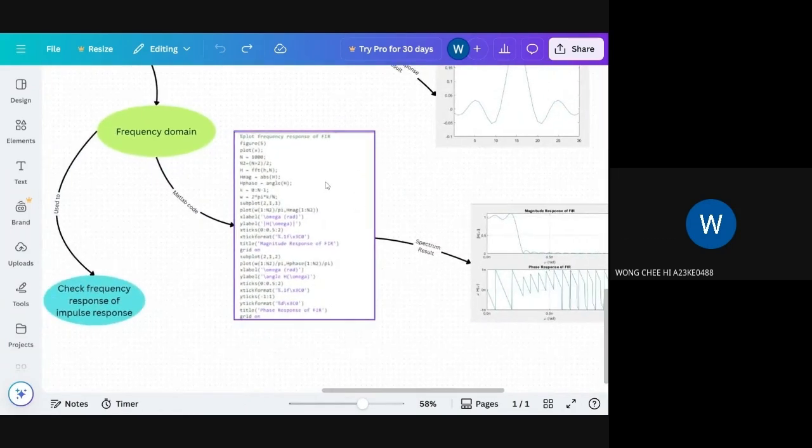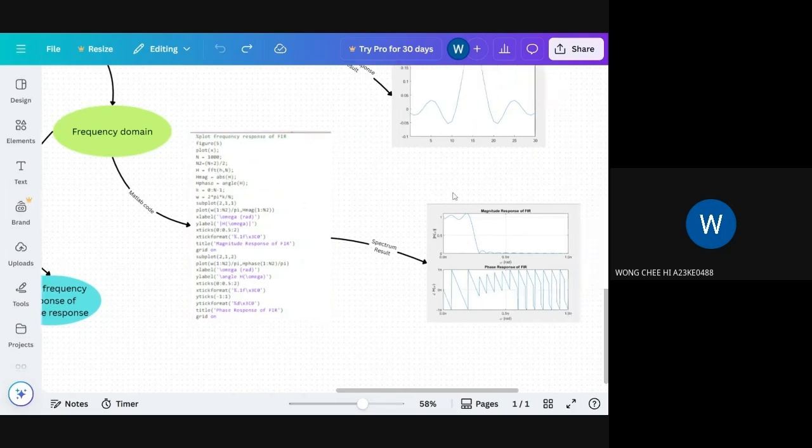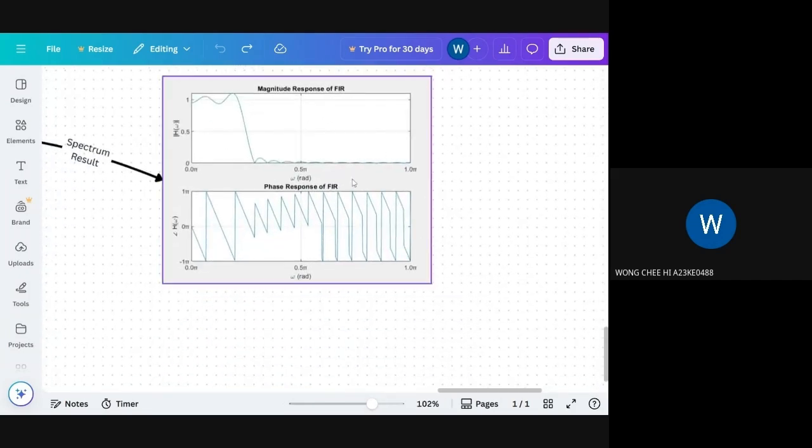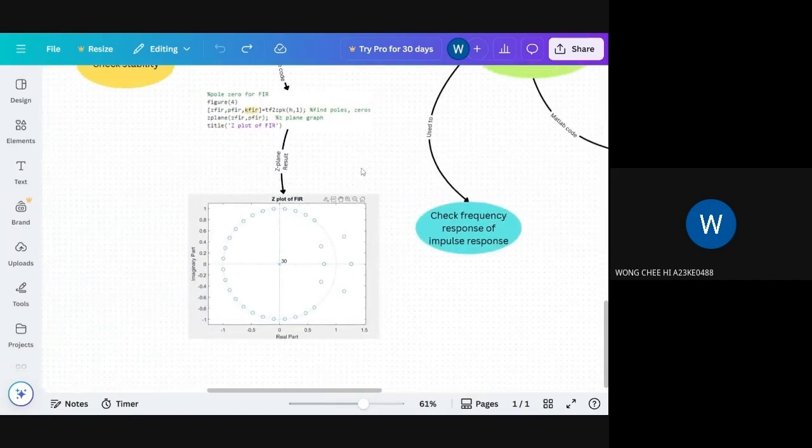So next we move on to the frequency domain. The purpose of plotting the frequency domain is to check the frequency response of the filter. We use the FFT function to get the frequency response of the filter. From the output we can see that the magnitude drops at approximately 0.25 pi, so it means it is a low pass filter. For the phase response, the pattern of the graph changes at 0.25 pi as well, so it means it will cut off at 0.25 pi.